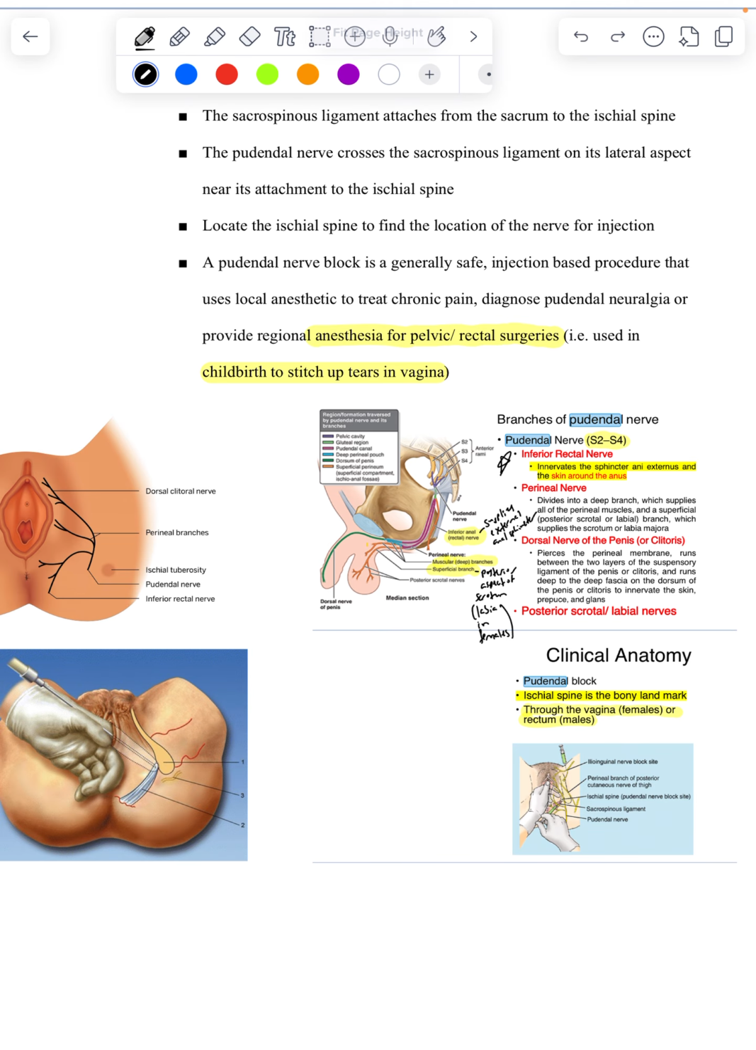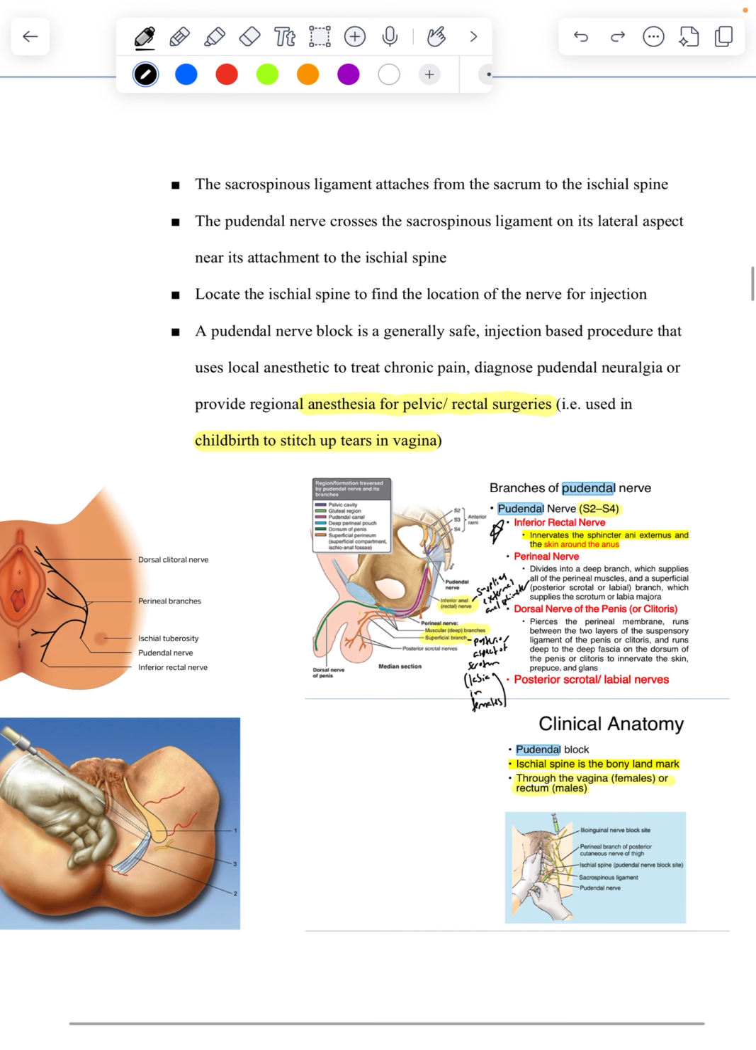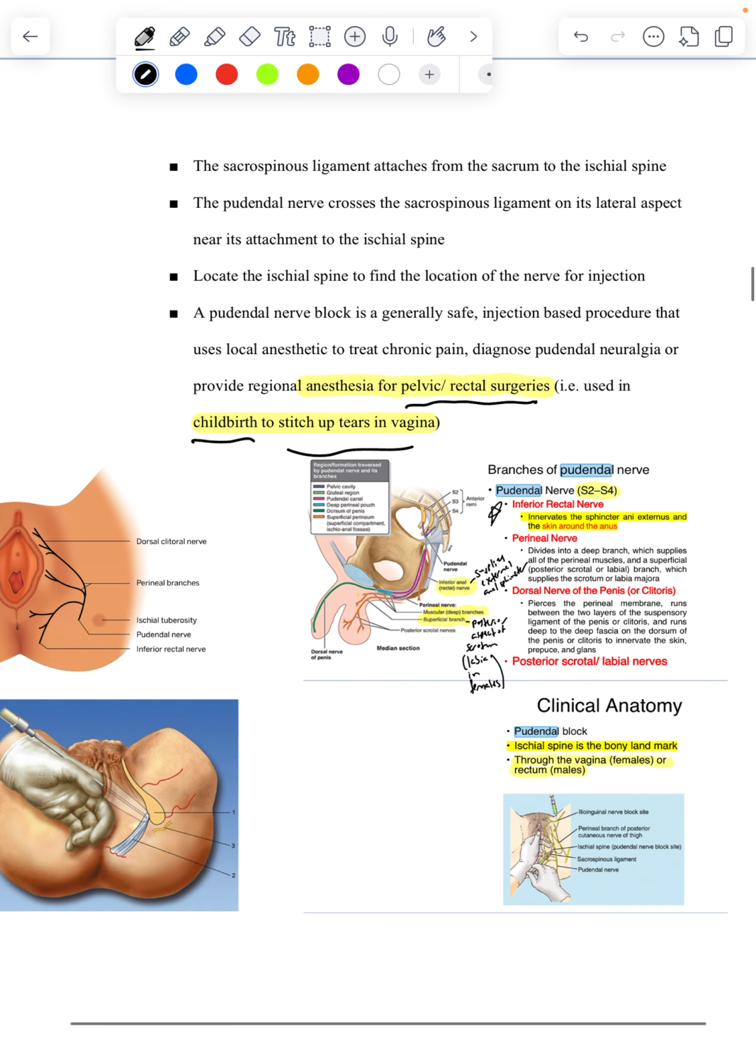So pudendal nerve has obviously a lot of important functions in the genital area. If you are going to have surgery in this area, or during childbirth, if they're going to stitch back up the tears in the vagina, you will need to block this nerve off, or else you're going to feel a lot of pain. So the way you block it off is right here.